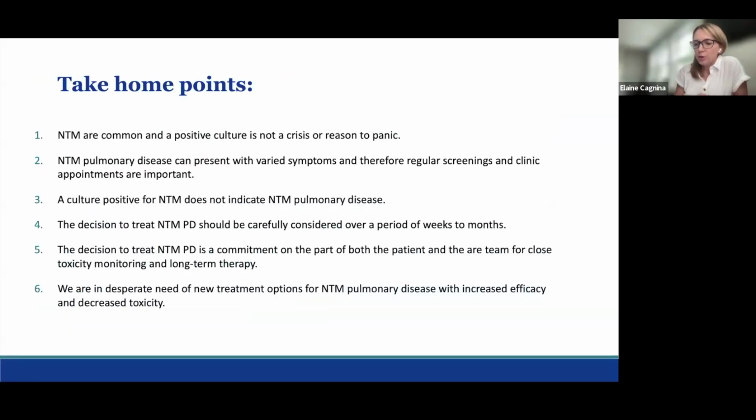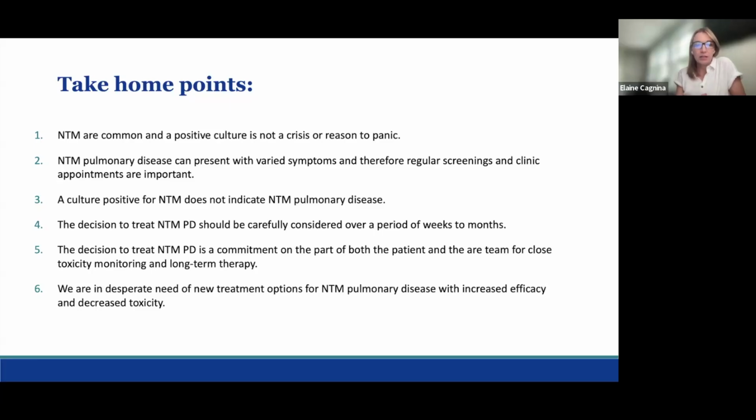And then just some take-home points from this talk. NTM are common, and a positive culture is not a crisis or a reason to panic, but it is a reason to do more exploration. NTM pulmonary disease can present with varied symptoms, and therefore regular screenings and clinic appointments are important. We really need to know if your lung function is going up, going down, staying the same. And in order to do that, we need to see you more than once or twice a year. So it's important to get regular sputum cultures and regular PFTs.